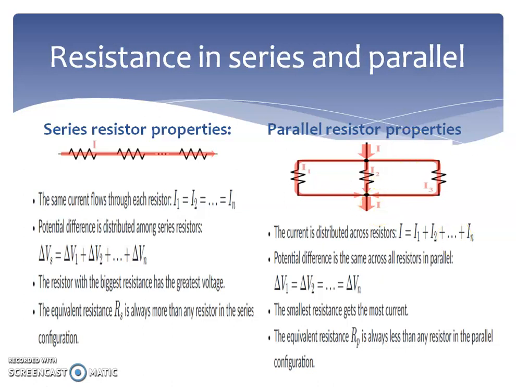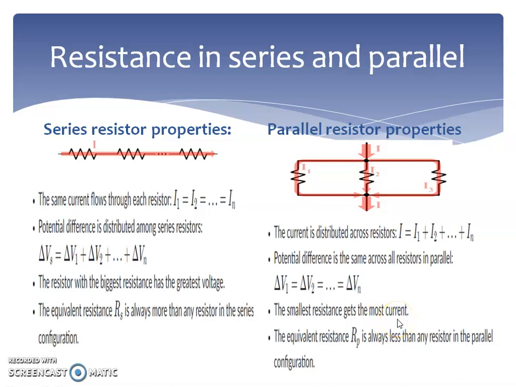So the second property is that the potential difference is the same across all the resistances in parallel. Delta V1 is equal to delta V2, it is equal to delta Vn, till the nth resistance, the potential difference will remain the same. The smallest resistance gets the most current.